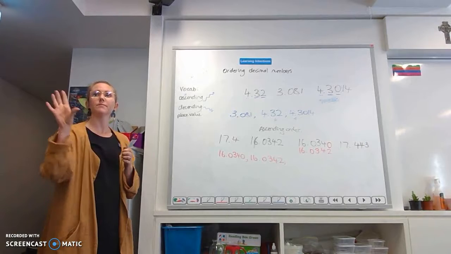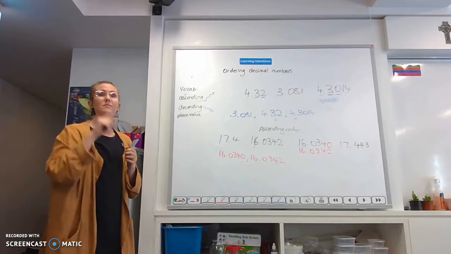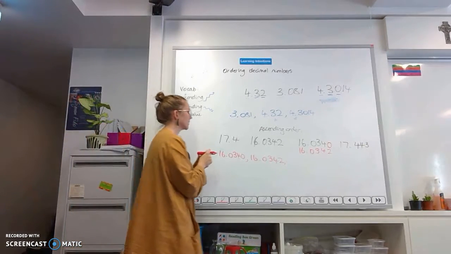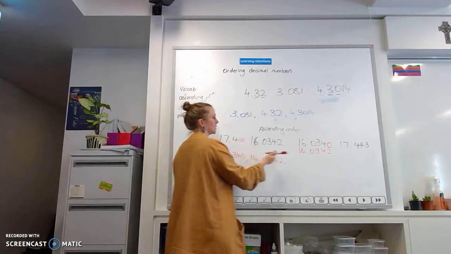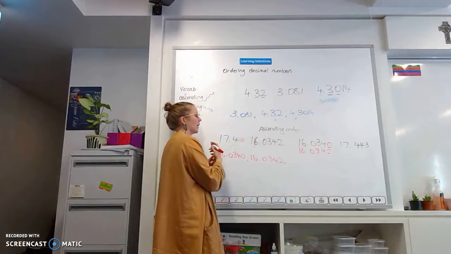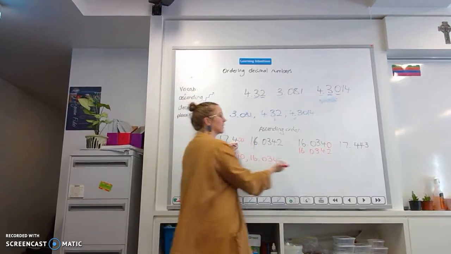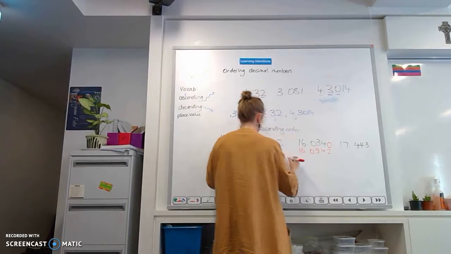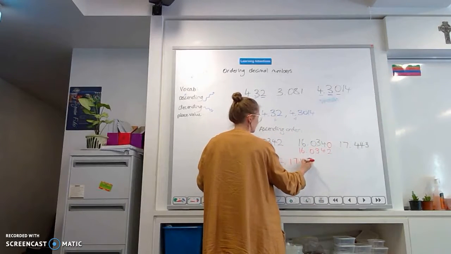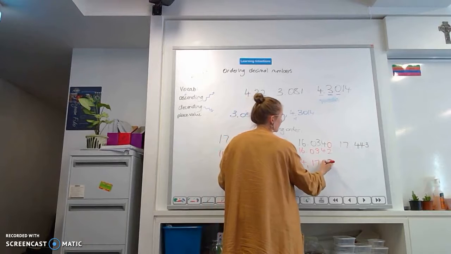Charlie? 17.4. Great. So if I was to imagine there were 2 more decimal places like this and I added the zeros, you can quite clearly see that this is not as large as this. This is 0.043 bigger. And then our last one.